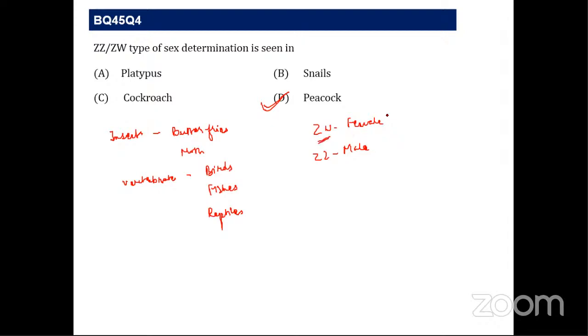Right? Because ZW is female, here we are going to find two different types of gametes. So this is an example of female heterogamety. Very good.